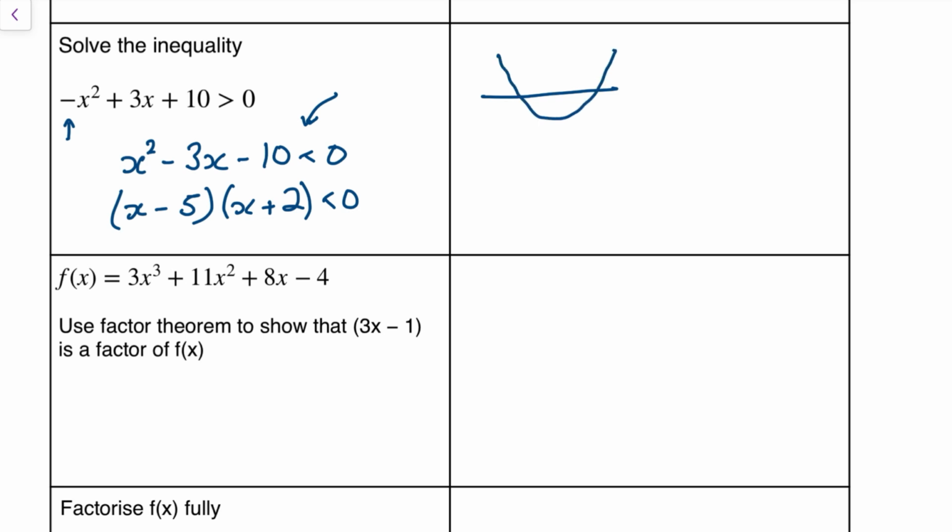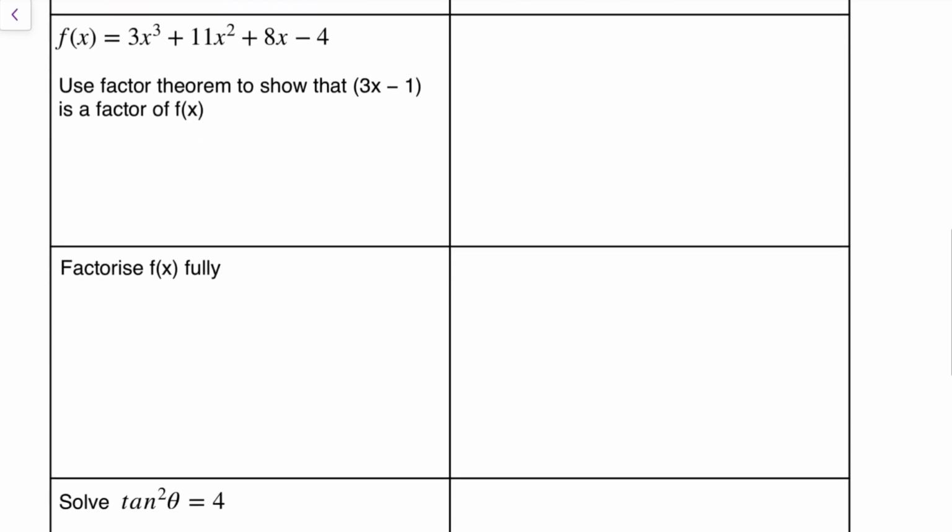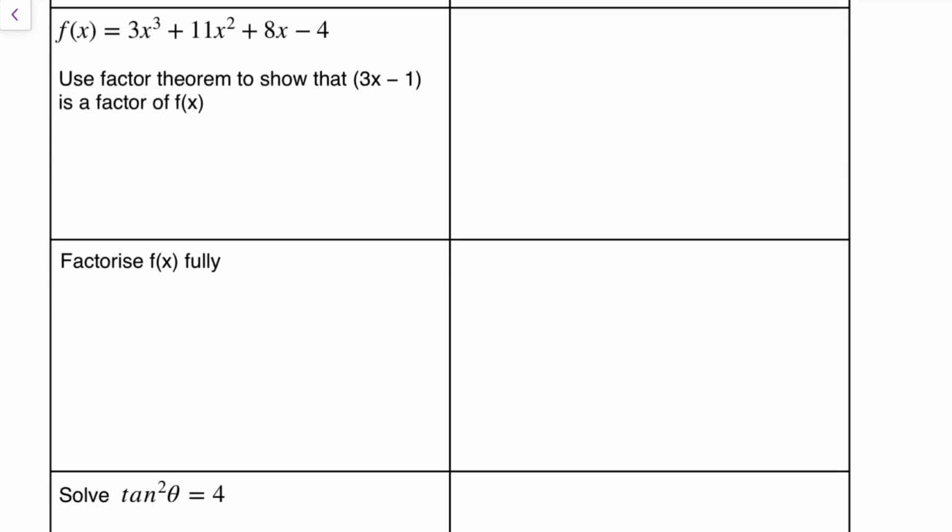The key values are going to be minus 2, which are the roots of my quadratic, so minus 2 and 5. I want all values that are less than 0. In other words, I want my x to be between minus 2 and plus 5. I don't include those values because this here is a strict inequality. Therefore, I need to make sure my answer is a strict inequality as well. Question done. Next question, use factor theorem.